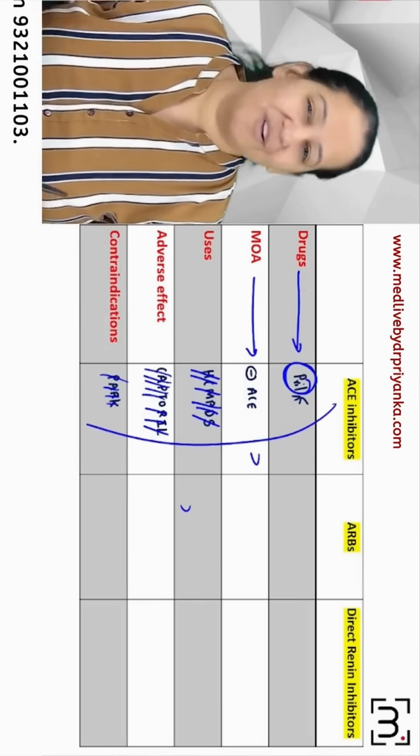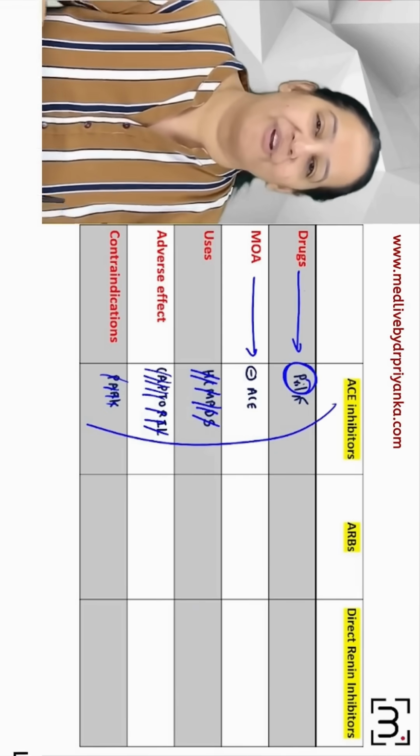So we are done with ACE inhibitors. Now the remaining two drugs will be very easy for you. So let's come to ARBs.